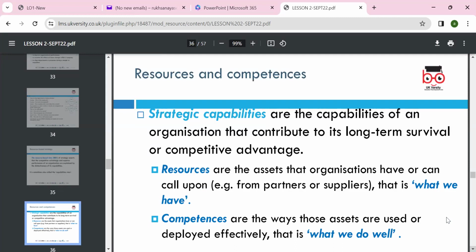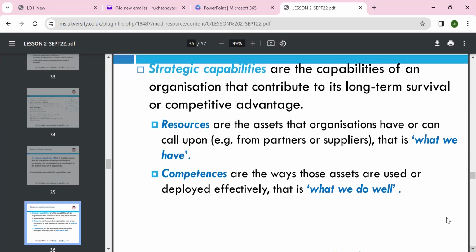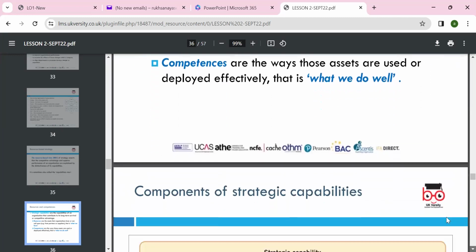Like if you pass your driving test, you have a driving lesson. It means you're capable. That's why you have a driving lesson. But a newly passed driver needs to display the plate on the car because they are not competent. Competencies come with experience, and employers are looking at the ways the assets are used, deployed effectively, and what we do well compared to competitors.